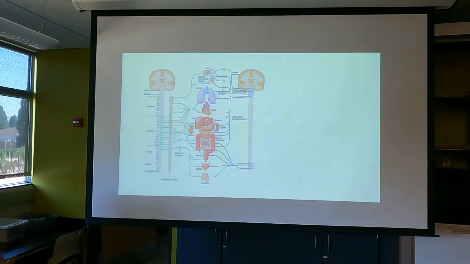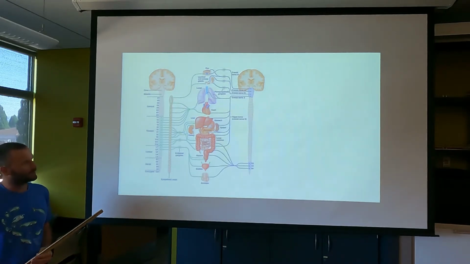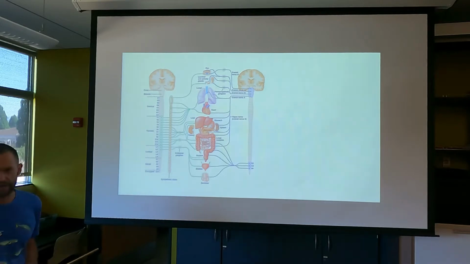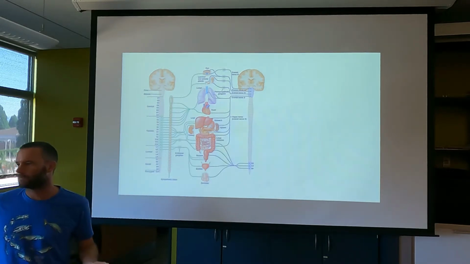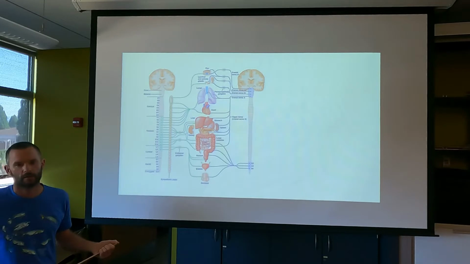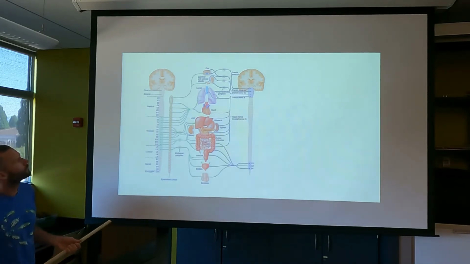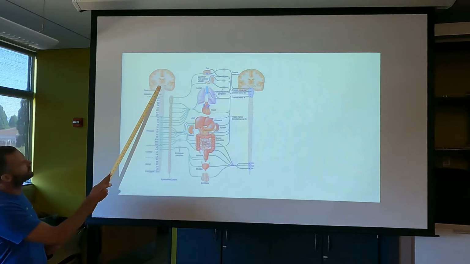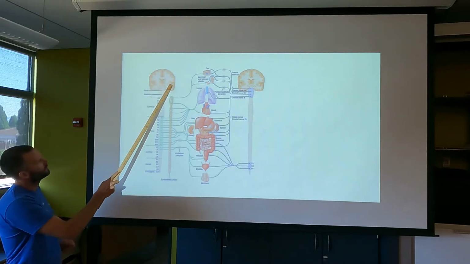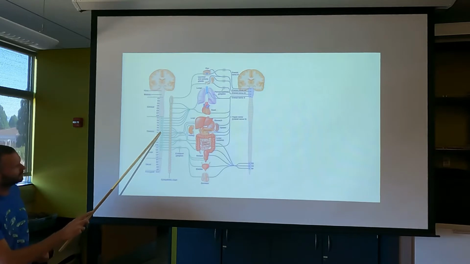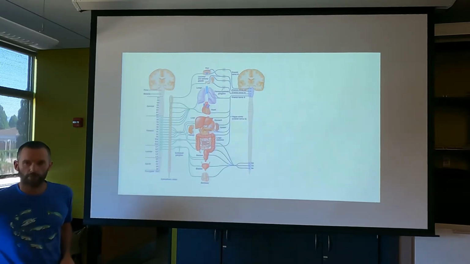All right, so what are we looking at here? What does this diagram represent? What are some things you guys see up here? Well, first of all, let's start with this. What is this right here? The brain. That's the brain, and this is the spinal cord.